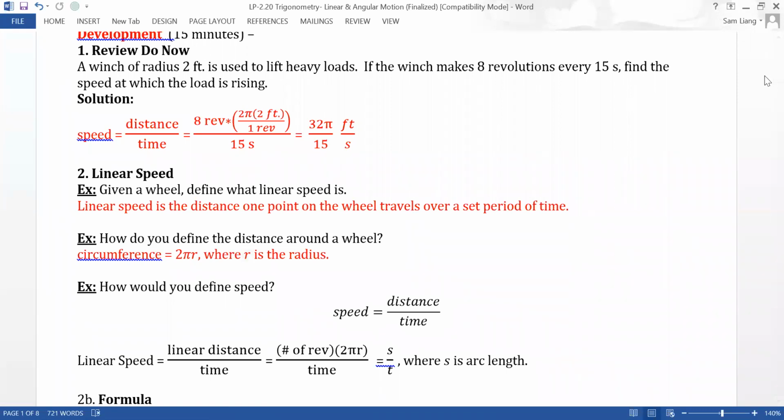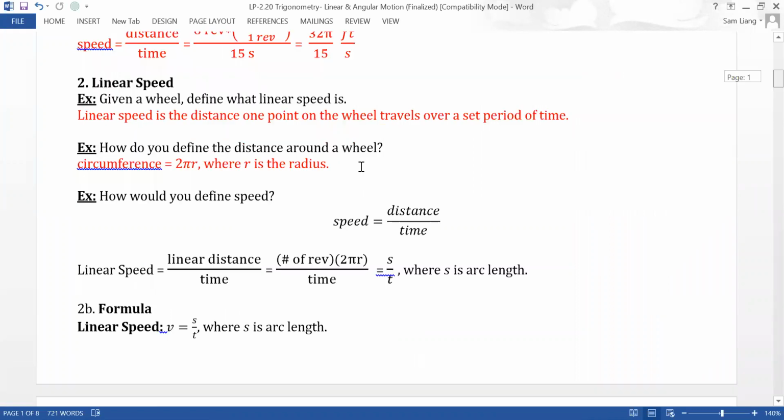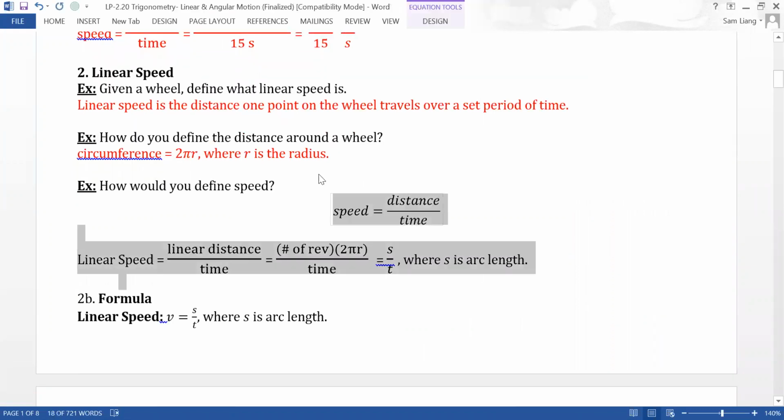Okay. Now, what I actually want you to copy down is the following. So speed is distance over time, and I'm going to be more precise about that. When they say speed, if they don't mention either linear or angular speed, because remember, those are the two different types of speeds we're going to talk about today, if they don't specify, then just assume it's linear speed. Okay. But here's the formula. So linear speed is linear distance over time. And the way we're going to calculate linear distance is the number of revolutions times 2 pi r, right? 2 pi r being the circumference, divided by time.